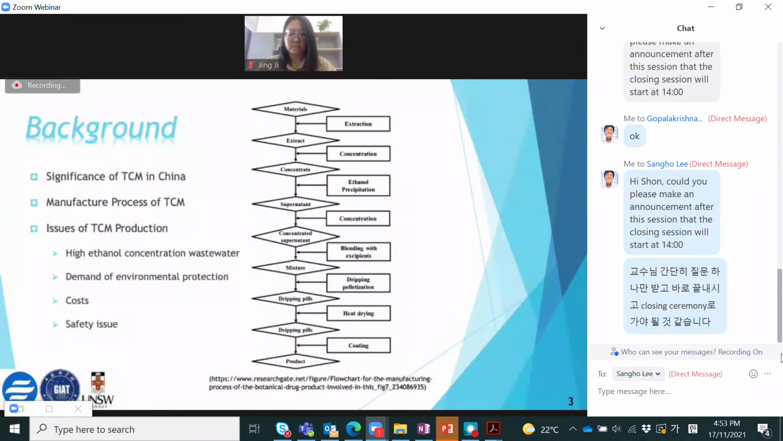And the wastewater actually contains a significant amount of ethanol, because ethanol is a general solvent, also a precipitant, used in the extraction of TCM. The large consumption of fresh ethanol also results in a high cost of the process, especially if it's not reused. And because ethanol is highly flammable, the storage of ethanol is actually another potential safety risk. Therefore, the efficient recovery of ethanol is crucial for the development of modern TCM production.